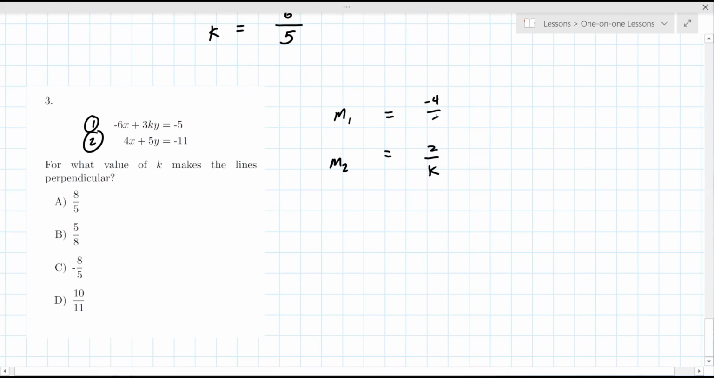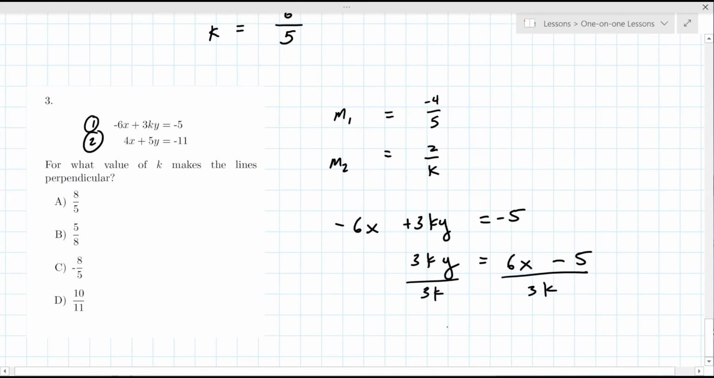Just writing down the slopes that you should get for equation 1 and equation 2. Isn't it negative 2 over k? Let's take a look. So we're talking about equation 1. We have minus 6x plus 3ky equals minus 5. We're going to add 6x to both sides, so 3ky equals 6x minus 5. And you're going to divide both sides by 3k. So that gives you y equals 6x over 3k minus 5 over 3k.